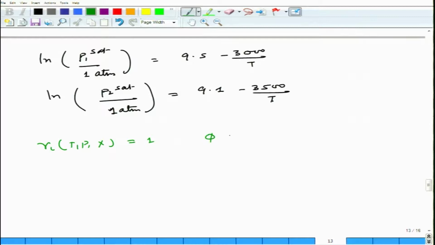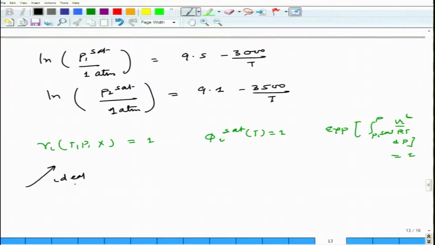We assume that phi_i^sat is 1. That means ideal saturated pure vapor, because this is for the pure vapor at system temperature, and then you have this Poynting correction, exp of the integral of V_i^L over RT dP from P_i^sat to P. So, this is for the ideal liquid phase, and this is for ideal saturated pure vapor at our system temperature.